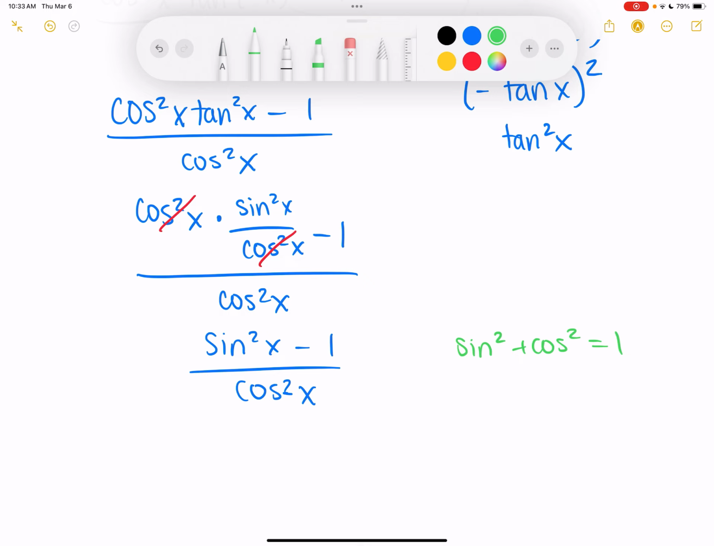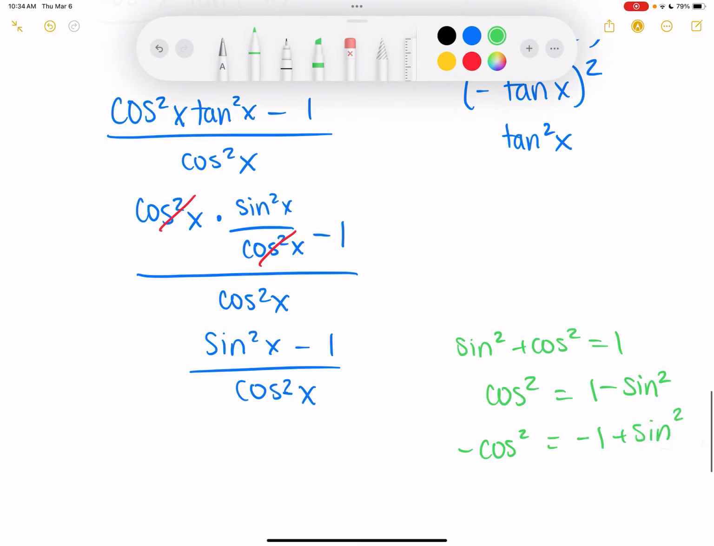This is where it gets a little different. I don't think I like this one anymore. Cosine squared equals 1 minus sine squared. But I'm going to have to basically multiply everything by a negative to get it to be what I want. So this is going to be negative cosine squared is equal to negative 1 plus sine squared.